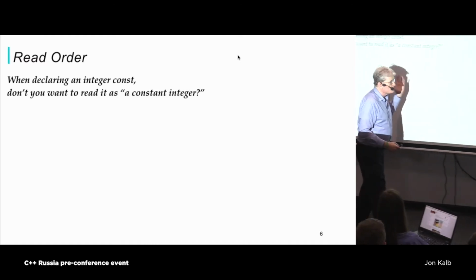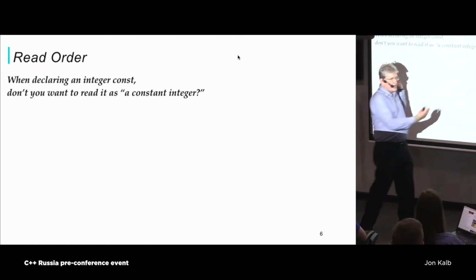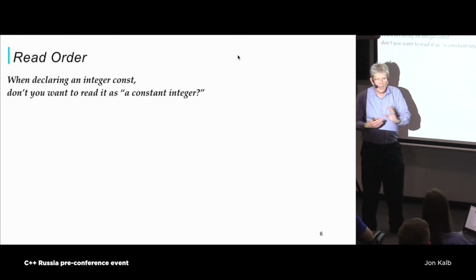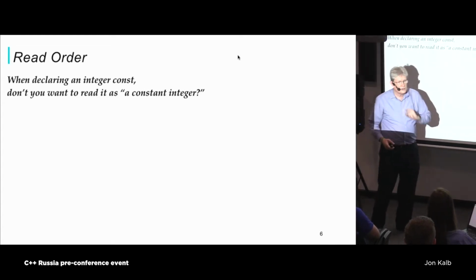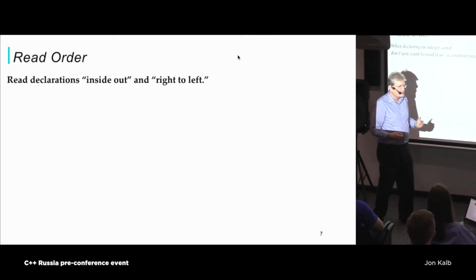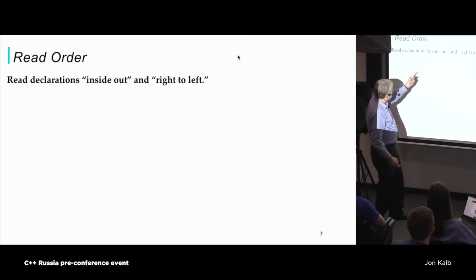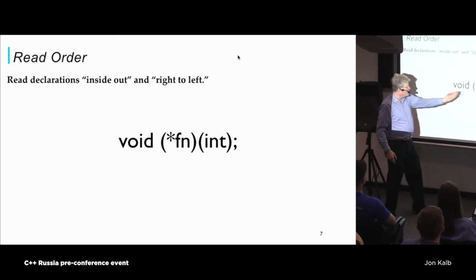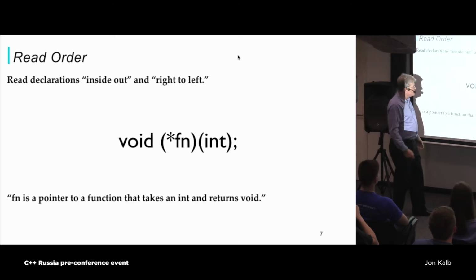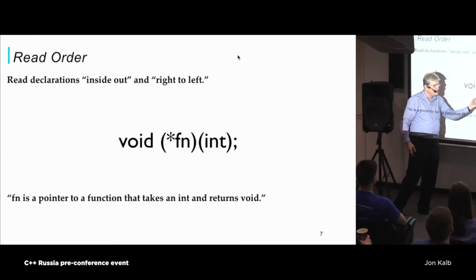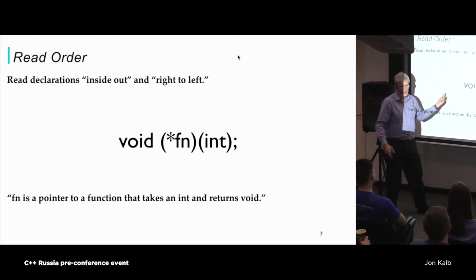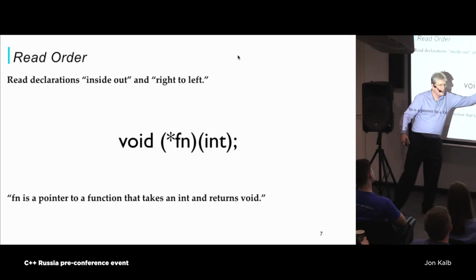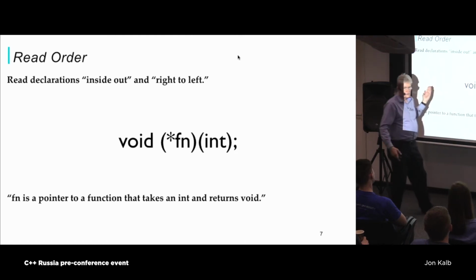But the assumption that you're making is that you're going to read this from left to right, which is how we normally read language, but that's not the correct way to read a declaration. In C and C++, declarations are actually read inside out and right to left. Now, what do I mean by that? Well, what is this declaring? This is declaring fn to be a pointer to a function that takes an int and returns a void, right? Inside out, and then right to left.